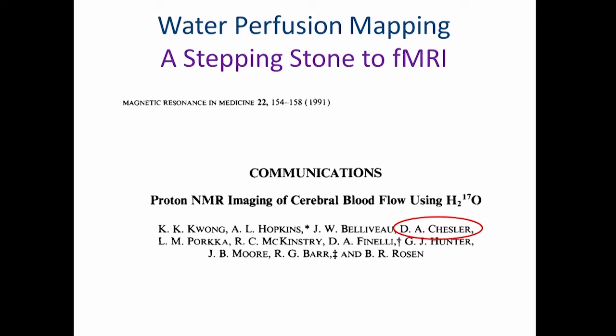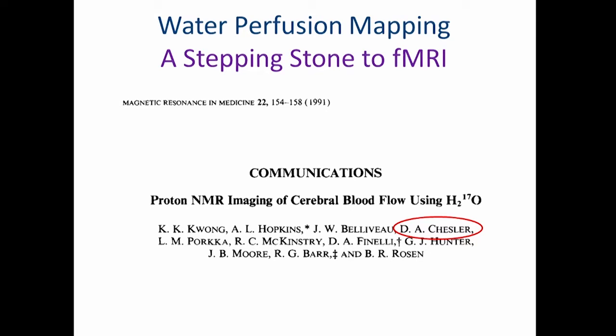So in around 1990, the first successful perfusion mapping experiment I did was with this somewhat funny water. It's H2O17, and normal water is H2O16. And the nice thing about H2O17, it would change the T2 of the tissue water. So when you inject it, you can see a change of the MR signal.